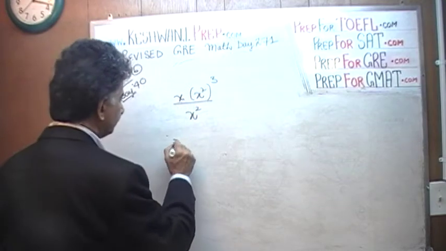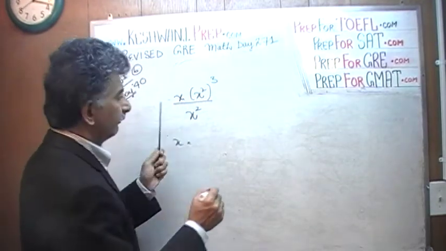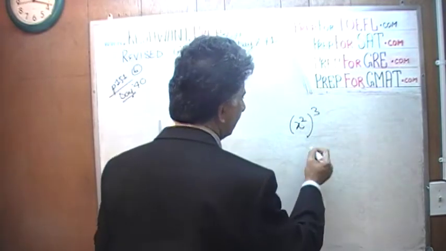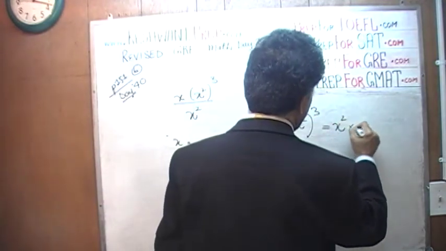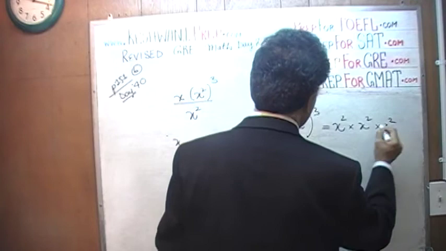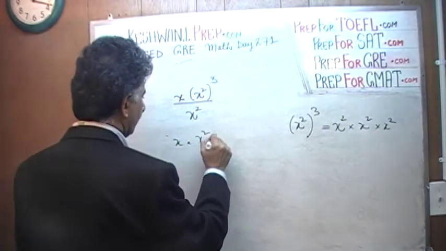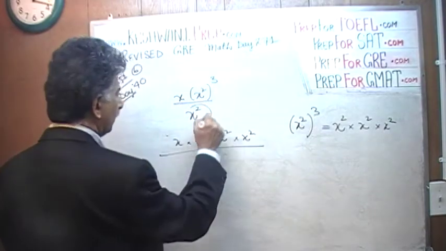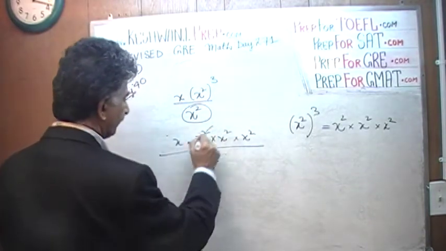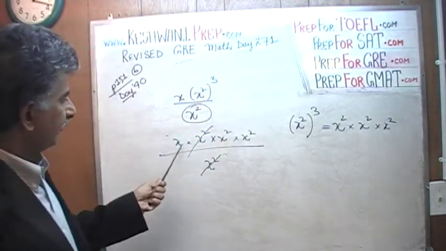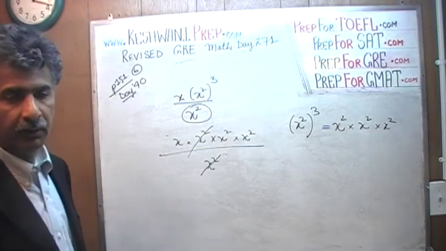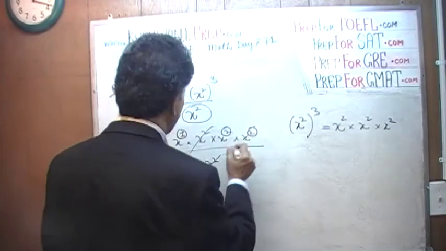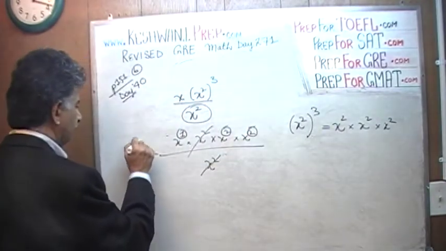So we have x times x squared being raised to the third power, which is the same as x squared times x squared times x squared, over x squared. So one of the x squared drops out, and we have x times x squared times x squared. We simply add up the exponents. We have 1 plus 2 plus 2, which is 5. So it is x raised to 5.